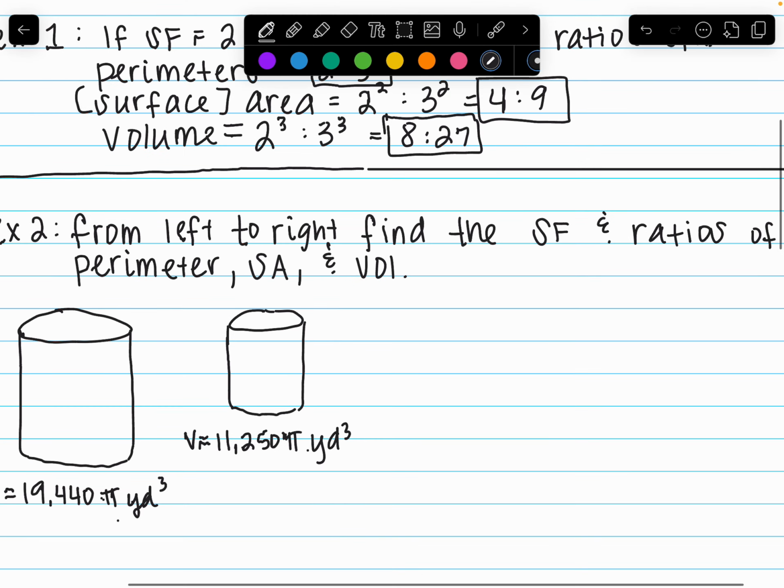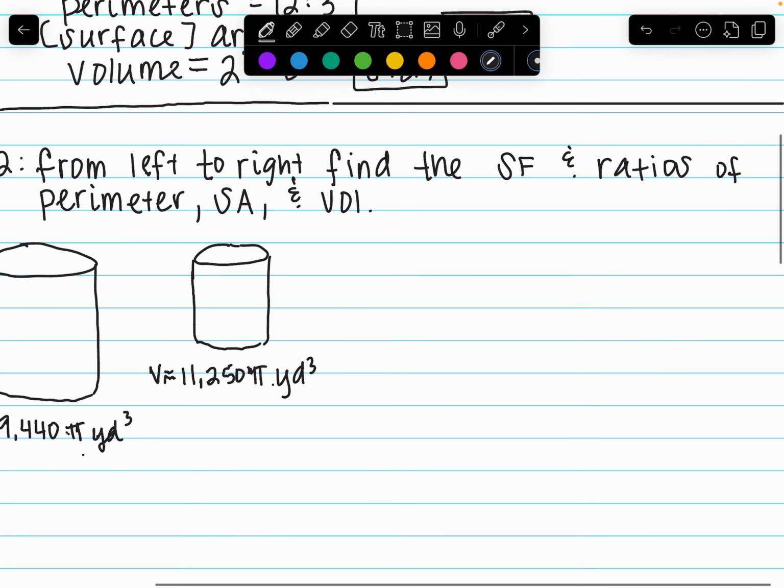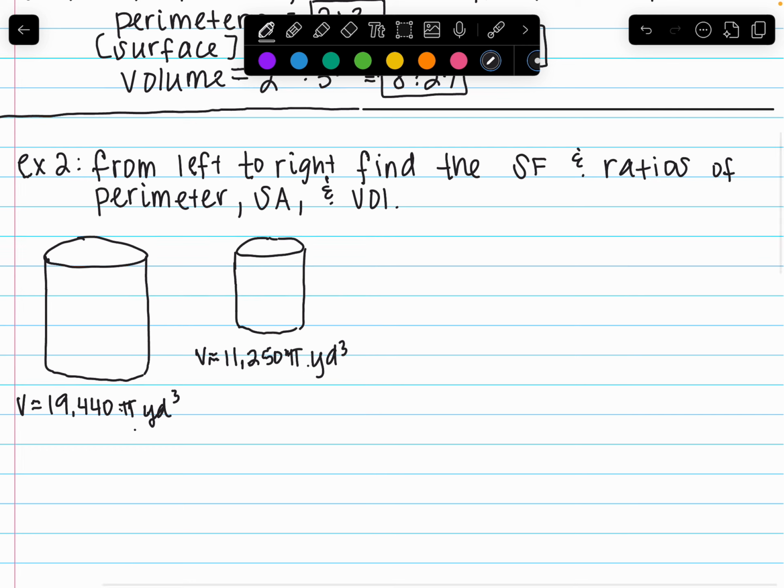All right, so we really don't need any other information. We're good with that. So the first thing we want to do is, since we have the volumes, we're going to reduce and find the scale factor from there. So we're going from left to right. We're going to start with the volume on the left, and then we're going to put it over the volume on the right, and then we're going to simplify.